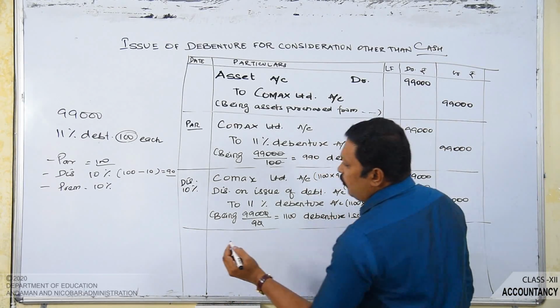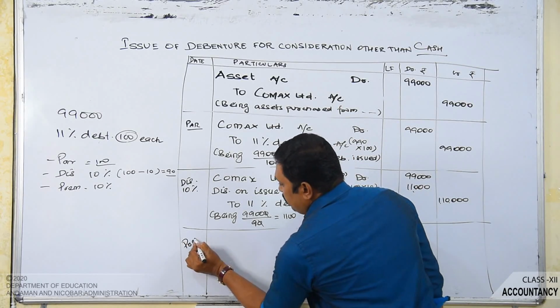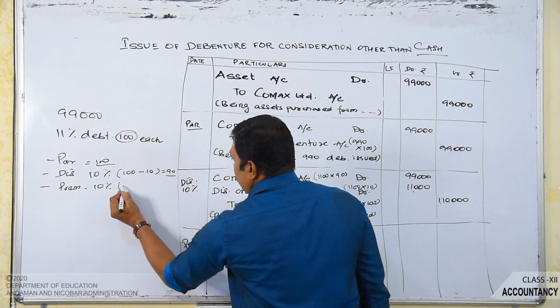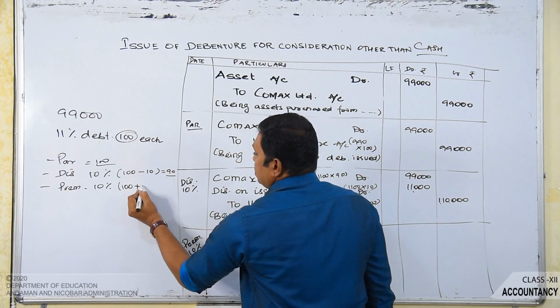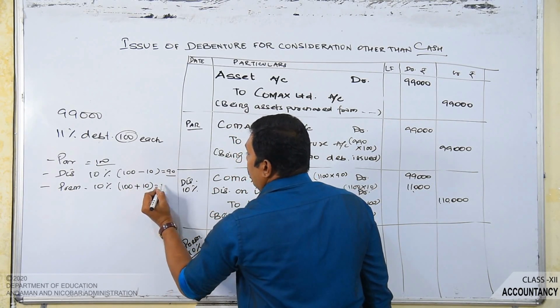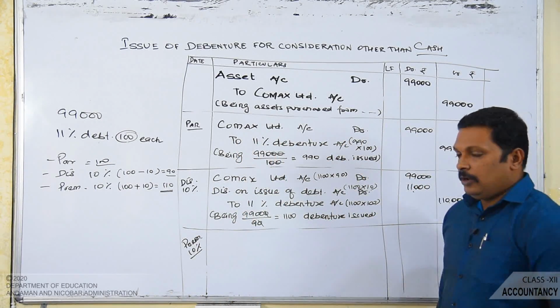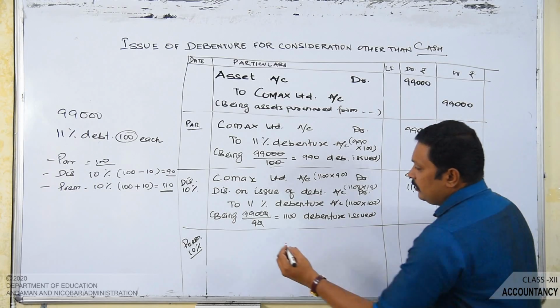But which one is left now? The premium part is left. So premium is also 10%. So 10% of 100 is 10, so 110. Now the issue price is 110. Now try to pass the entry.